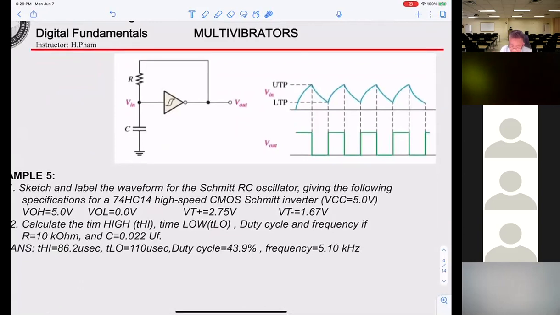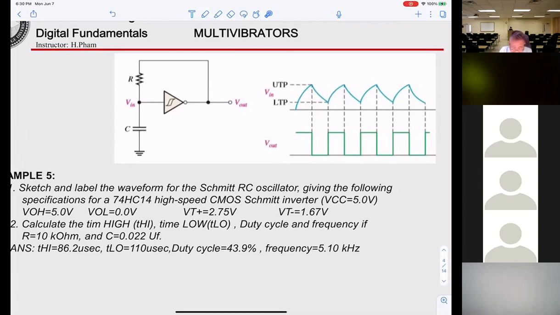At the beginning, VL equals 5 volts, and the capacitor is already charged to 5 volts. Then when it reaches the upper trigger, meaning the input goes to the high level, the capacitor will be discharged until the voltage at the input gets to the low level. Then the output will be high, so it charges again. It keeps charging and discharging. That's why the output will be a square wave, and the voltage will be either 0 volts or 5 volts.